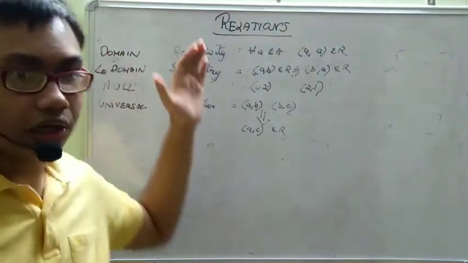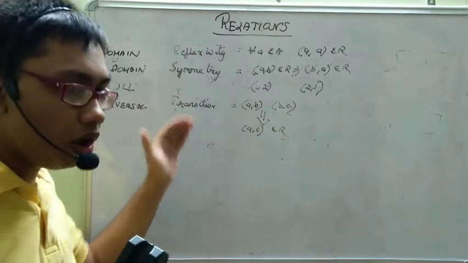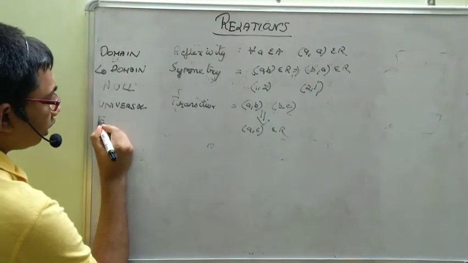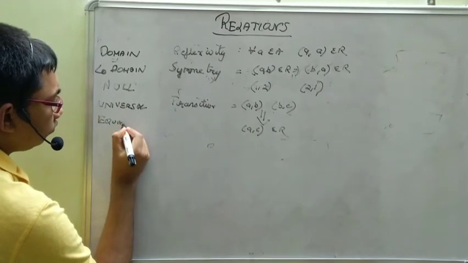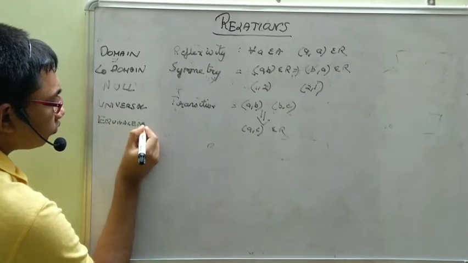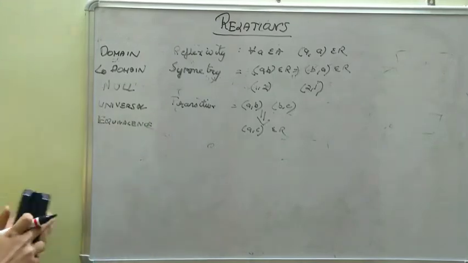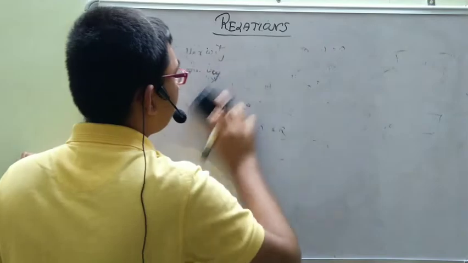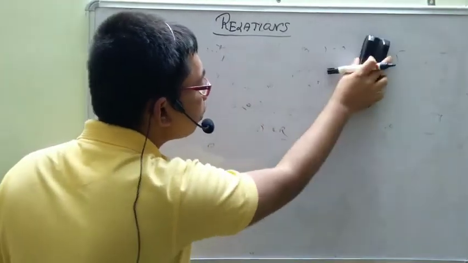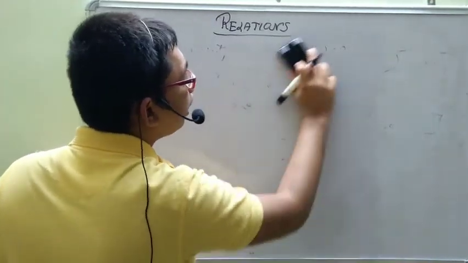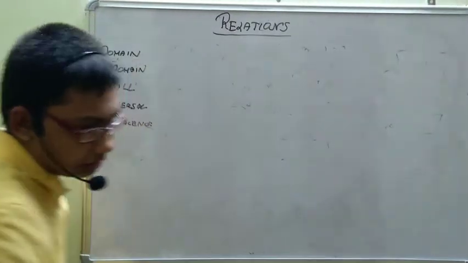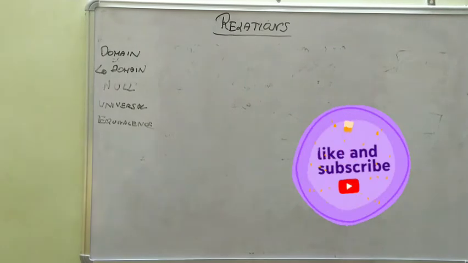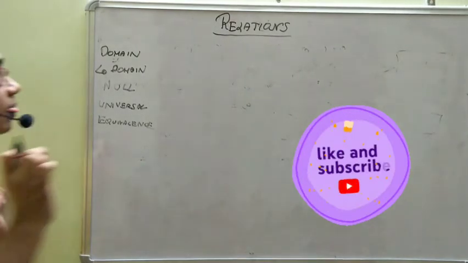If there is a relation which satisfies all the properties, then it is called an equivalence relation. And by the way, the relationship class also has the name equivalence class. I told you about the relationship class, right? It also has the name equivalence class.